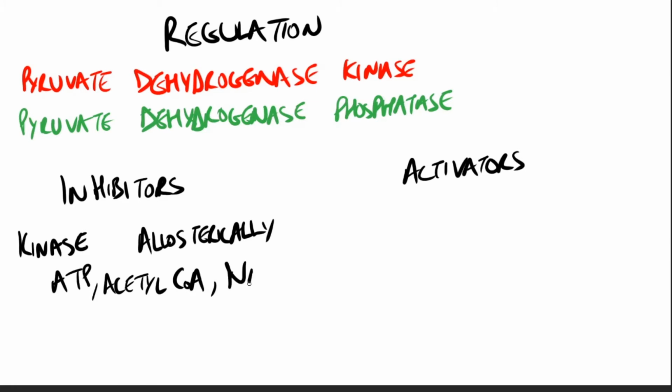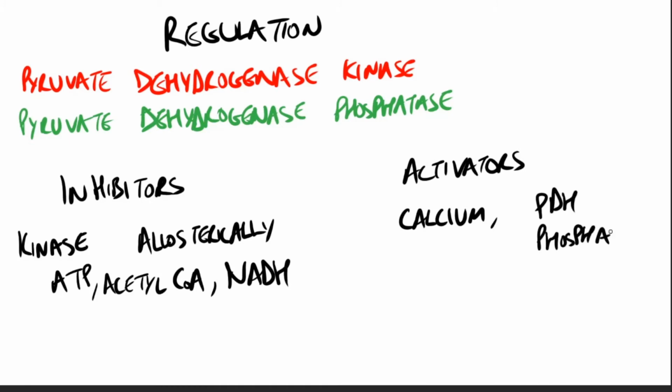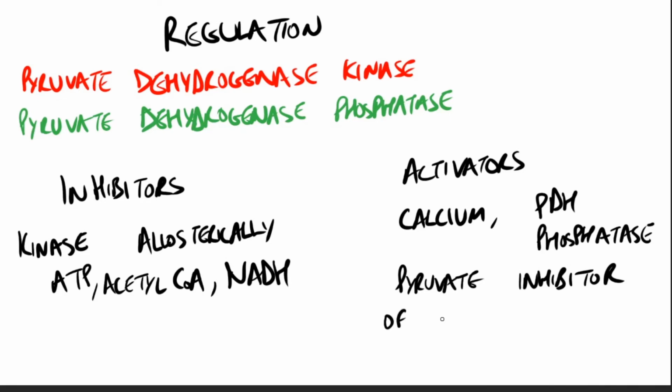Now activators. Calcium is a strong activator of the PDH phosphatase, stimulating the E1 activity. Pyruvate is a potent inhibitor of PDH kinase. Therefore, if pyruvate concentrations are high, E1 will be maximally active. Why? Because PDH kinase tends to inhibit E1, and if pyruvate is a potent inhibitor of kinase, then it activates E1. I hope this is clear.